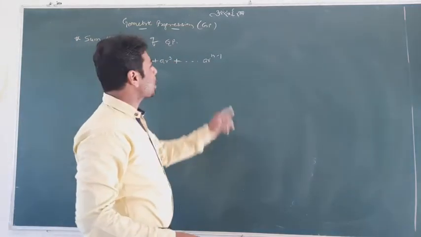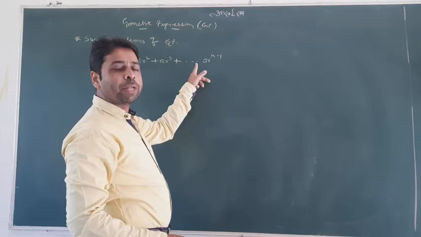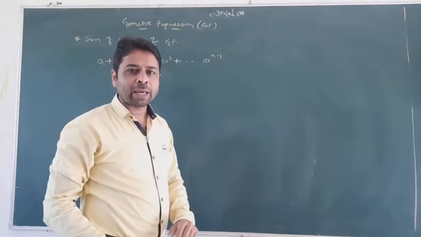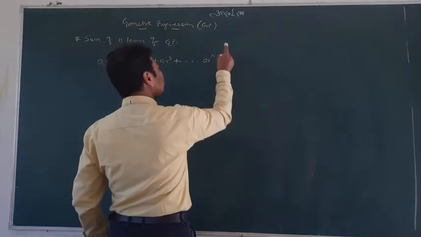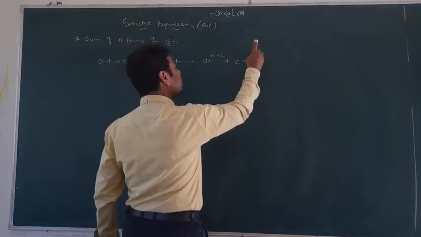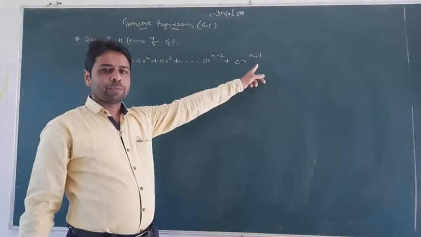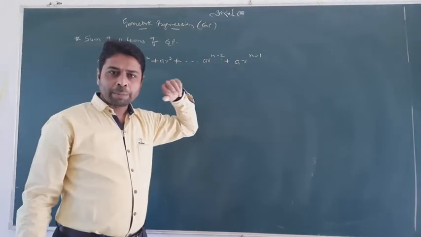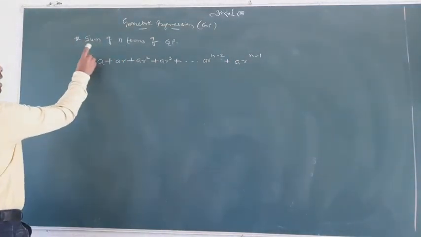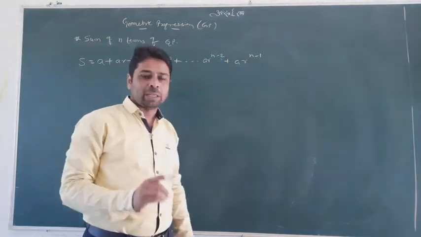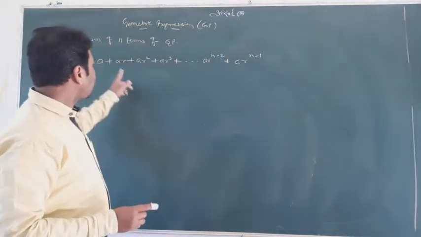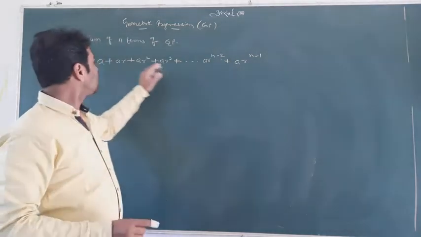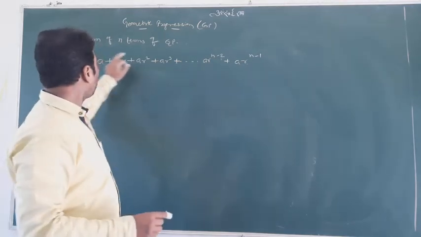One question I want to ask: what is coming just preceding the last term? Since the last term is ar^(n-1), just before it will be ar^(n-2). So I write that here, and the last term here. This is the nth term, this is the (n-1)th term, and this is the first term. I use a plus sign between all the terms, and suppose the sum is called S. Now students, try to understand: we have n terms here, the last term, the first term, and all have a sum. I call it S.